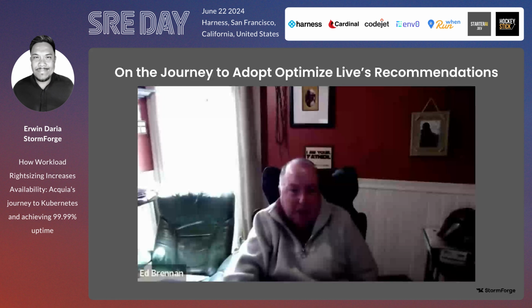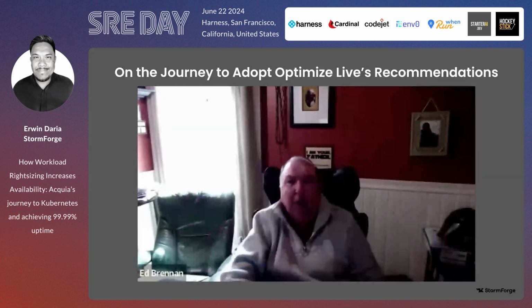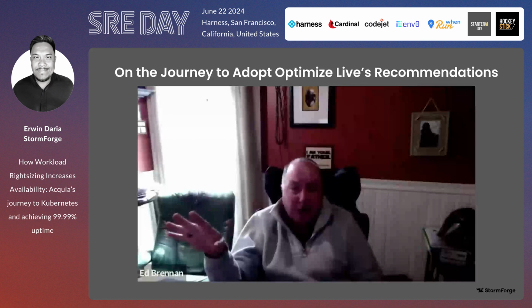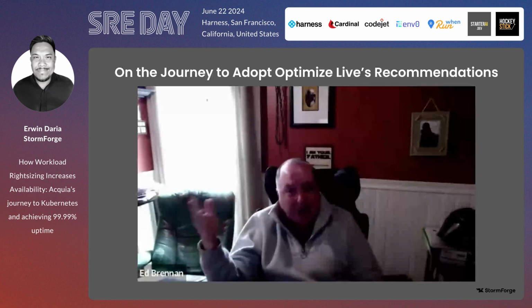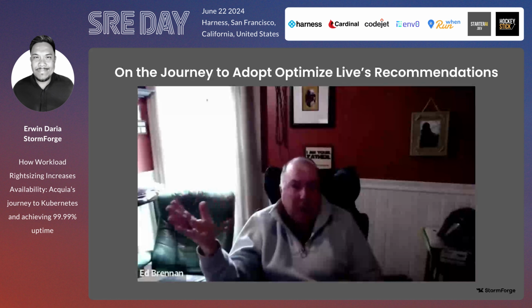For example, because we would go out with, you got to give them some sort of size in the beginning just so they're up and running. Then Optimize Live would run in the background, collecting the data, and would make those recommendations for us. And so there was a couple of ways we even rolled that out, right?